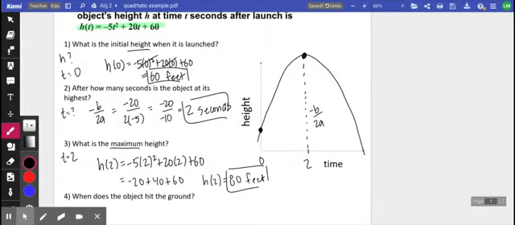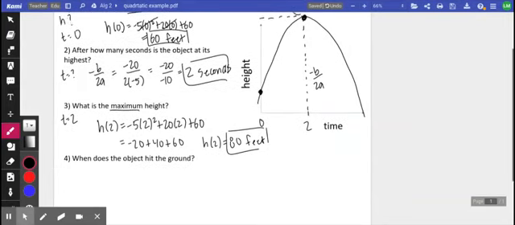Okay, basically what we just did here is we found the vertex, which is at the point (2, 80), right? Now, using my graph, I can easily see that 2 is going to represent the time, and 80 is going to represent the height. So that kind of helps me understand that 2 is my t, and 80 is my h.